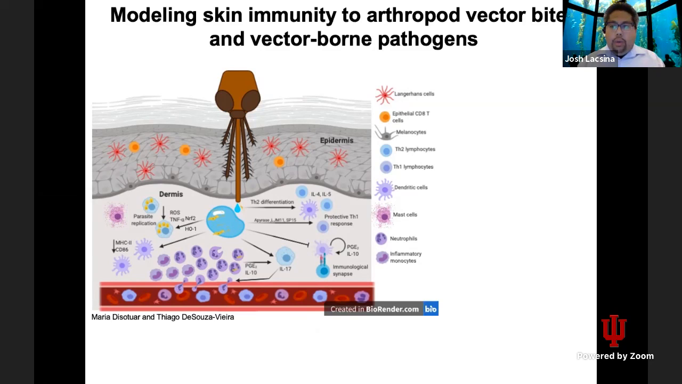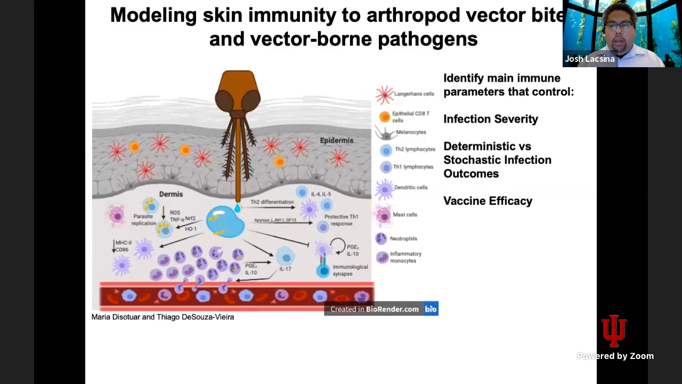protection. And so the broad questions I'd like to address with the model are: what are the immune parameters within the skin immune response to the vector bite that exacerbate the severity of infection, like we saw with the arbovirus model and the mouse data, the virus that got into the brain? And can we find, like TJ demonstrated with the COVID-19 model, a range of parameters where we can determine what leads to deterministic versus stochastic outcomes of infection?